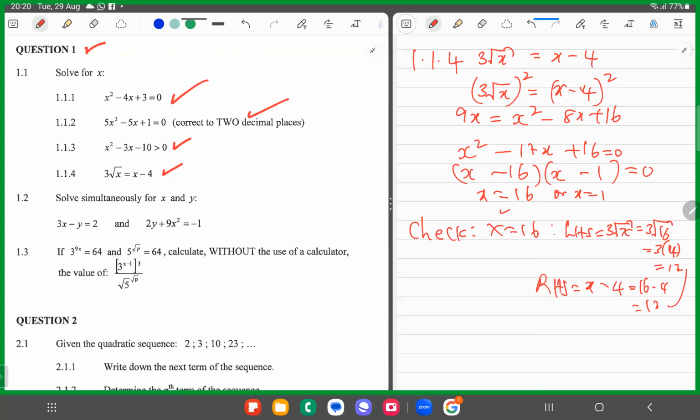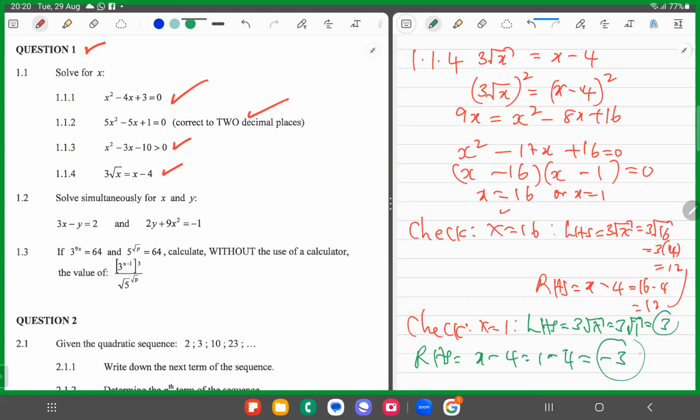But we're not done yet. We're also going to check x equals 1. For x equals 1, we're going to check the left-hand side. The left-hand side is 3 the square root of x. 3 the square root of 1 is 3. The right-hand side is x minus 4, which is 1 minus 4. 1 minus 4 is minus 3. But obviously you can see that here is minus 3 and 3.